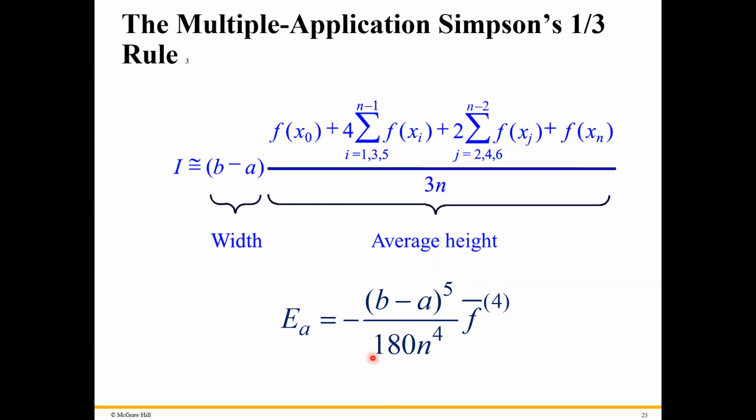Accordingly, the approximate error can also be found by this formula. In this case, in the denominator we will have 180 n to the power 4. So here you can see that if we increase the number of segments, the error drastically decreases, because it has n to the power 4 in the denominator.